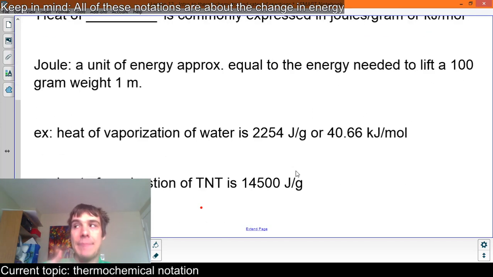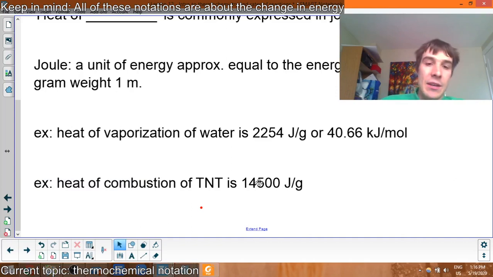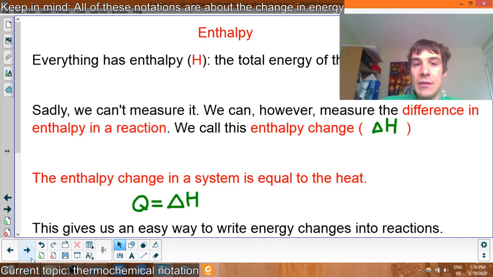We're not talking about the absolute energy of the chemical. We're talking about the change in energy based on whatever process we're interested in. So this one is combustion. The process of combustion releases 14,000 joules per gram of thing combusted. The process of vaporization requires 2,000 joules for a gram, or 40 kilojoules for a mole. So we're always talking about the energy change, the change of energy through the process.